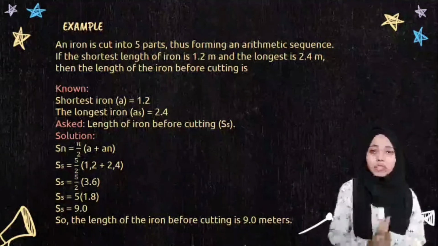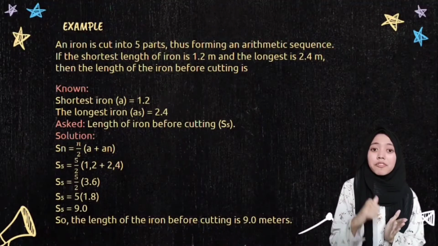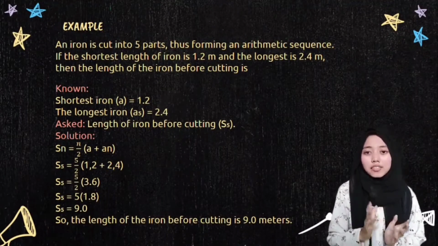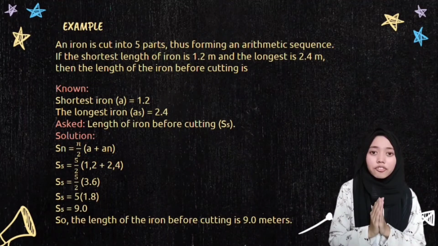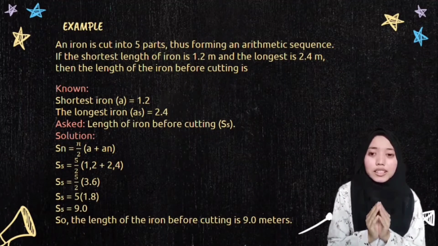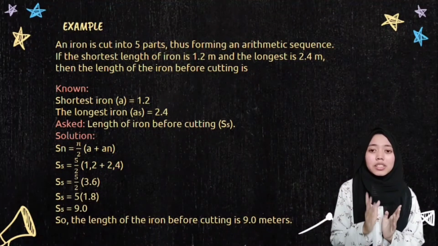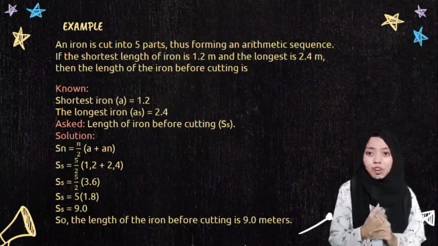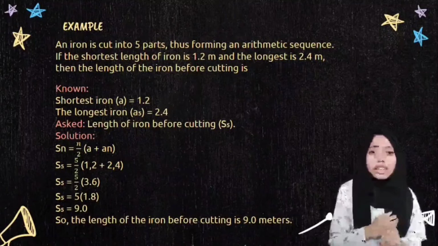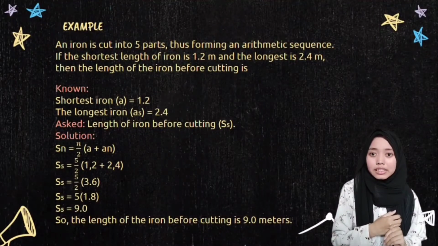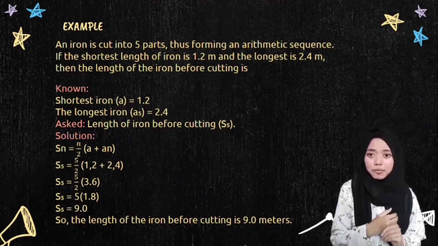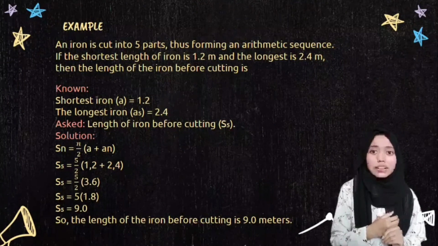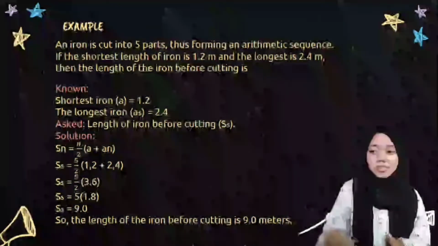So the solution from the formula we got before: S5 is a half of 5 times 1.2 plus 2.4. So S5 is 9. The length of the iron before cutting is 9 meters.